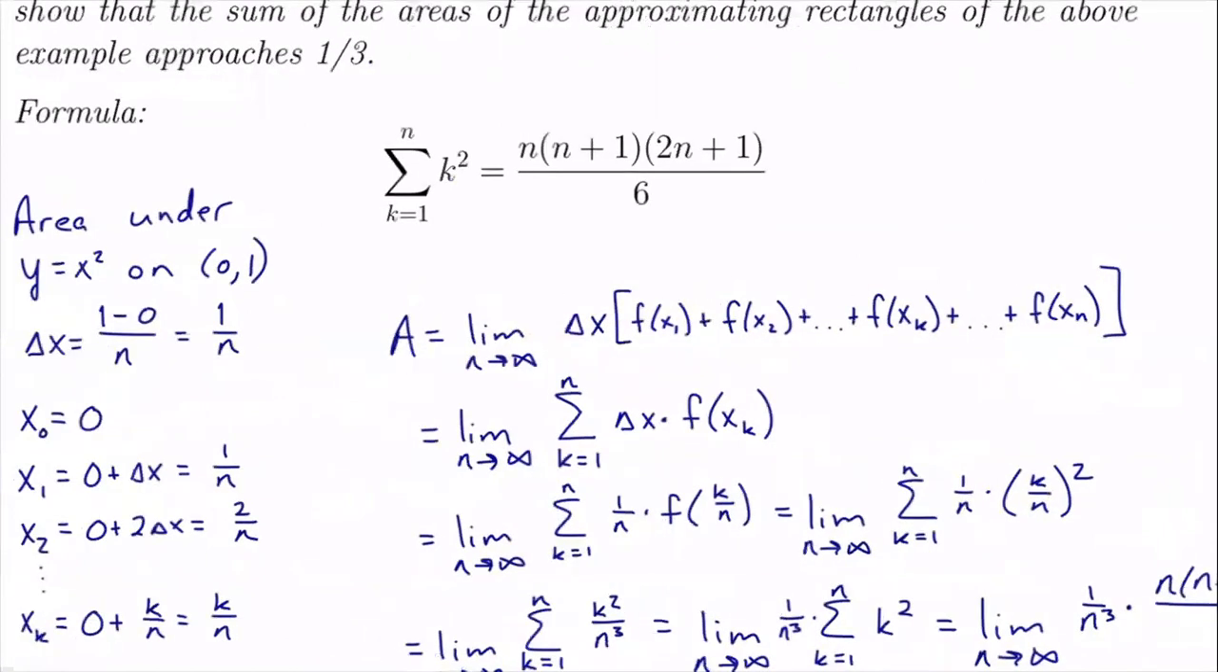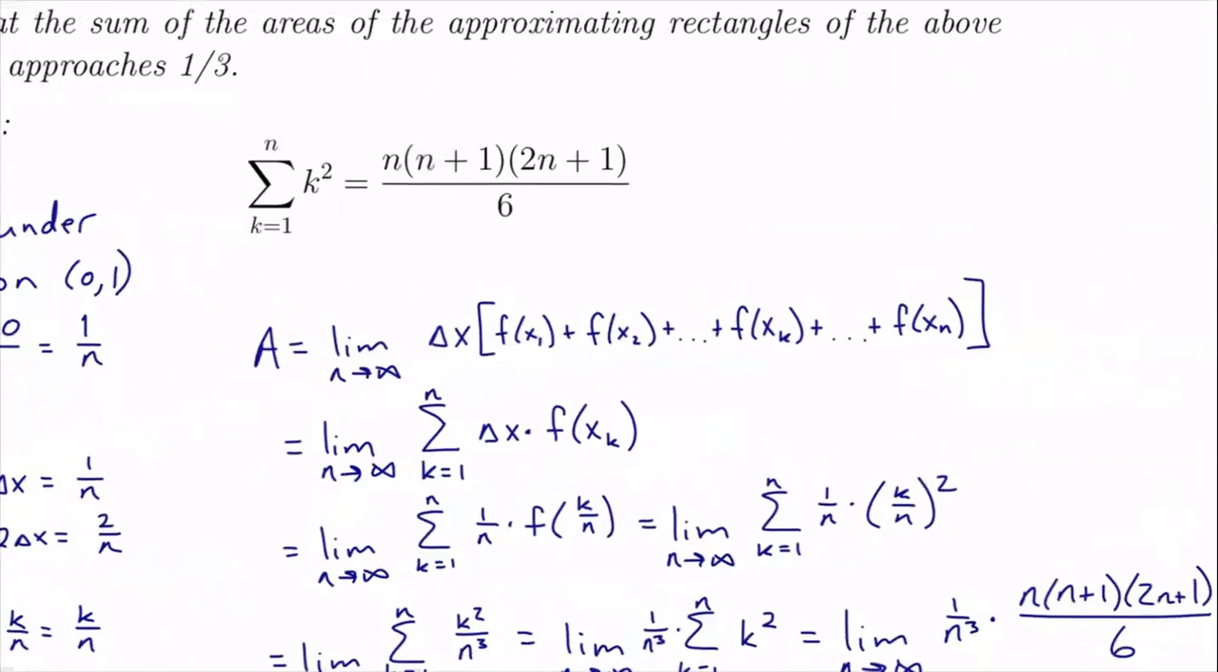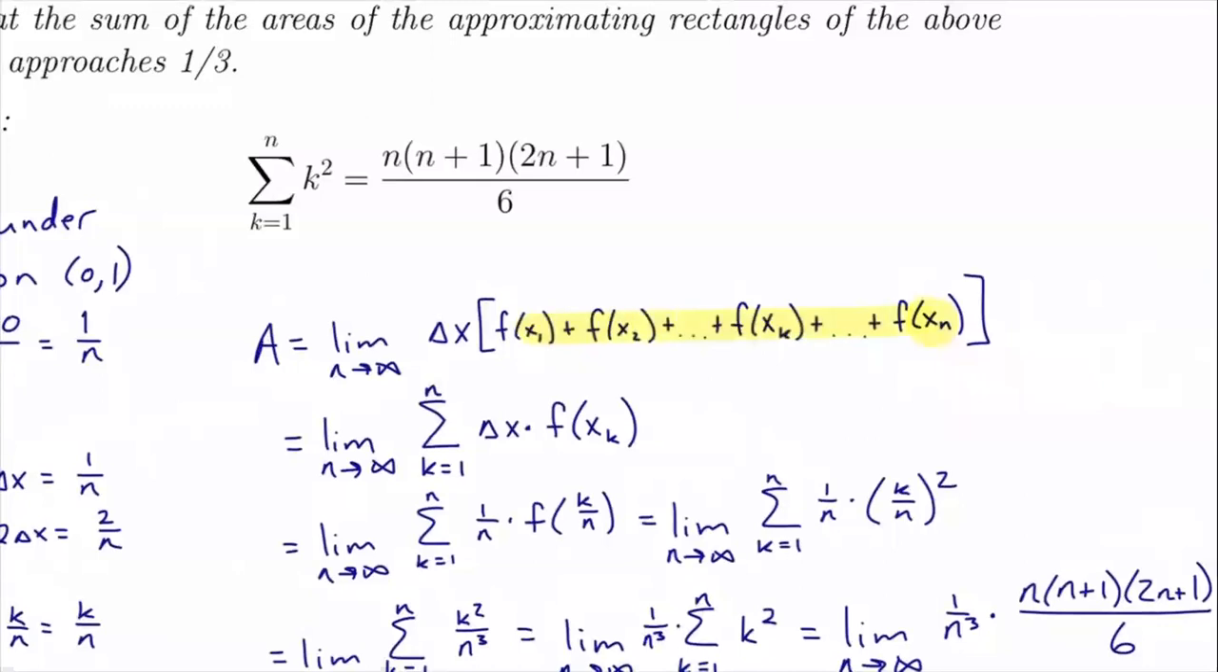Now, to get the area exactly, I use the limit as n approaches infinity in order to take infinitely many rectangles. I'm going to add up infinitely many rectangles through this summation that we have right here. It's a pretty powerful bit of notation. We'll see how to handle it in just a moment.